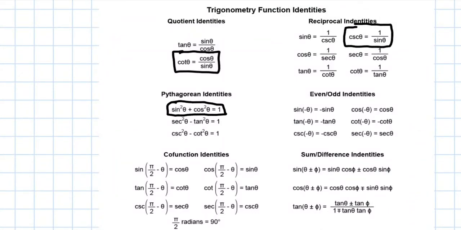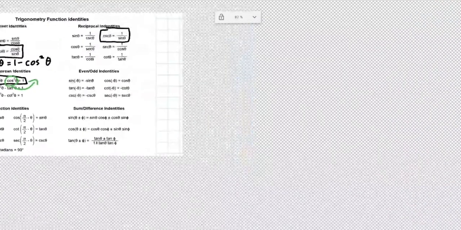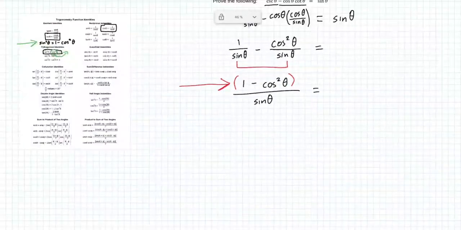And if we rewrite this, it will be sine squared theta is equal to 1 minus cosine squared theta. All we did was we moved this cosine squared theta to the right side of the equal sign. And that gives us sine squared theta equals 1 minus cosine squared theta. Okay, so we're going to make that substitution over here, and I'll show you why in a second.